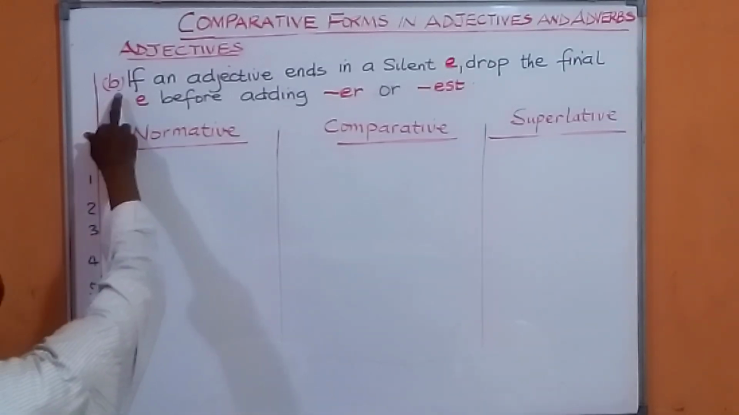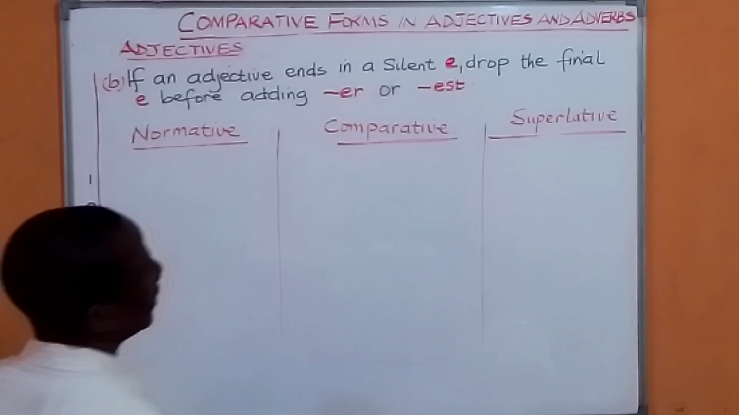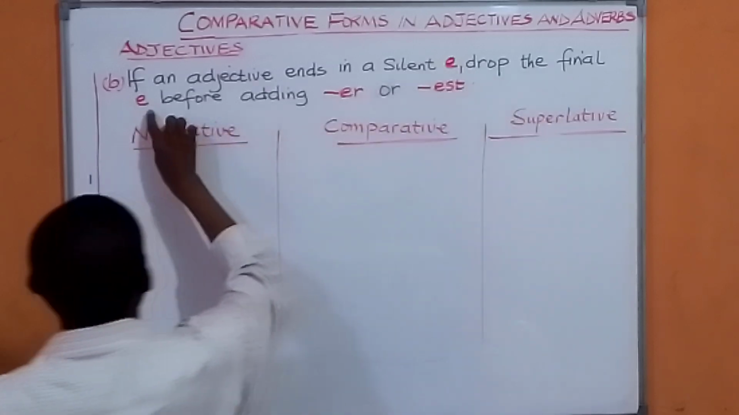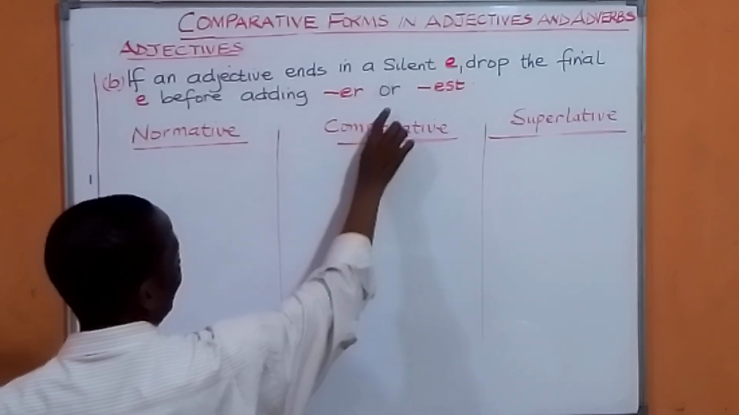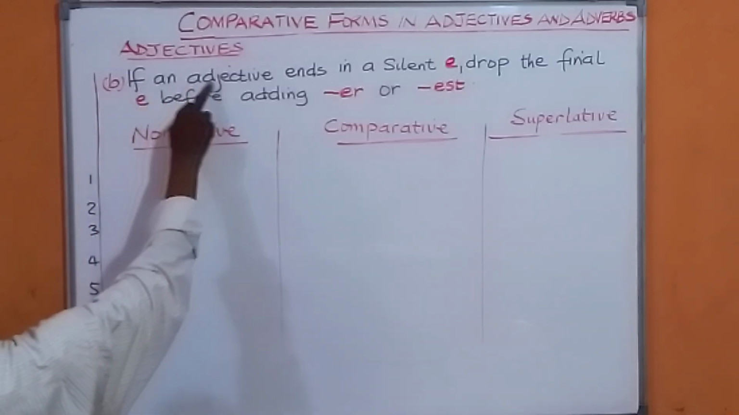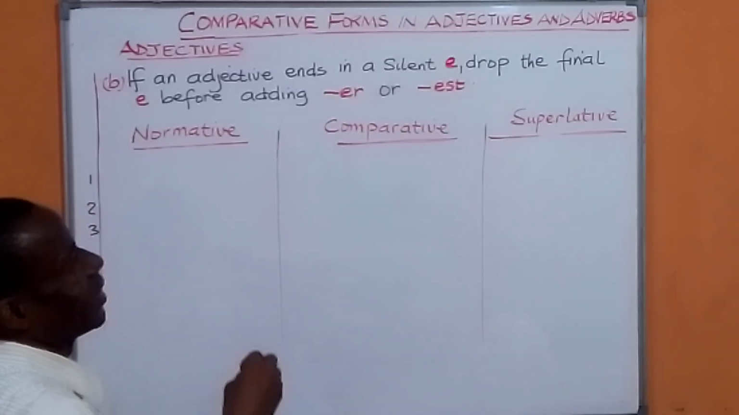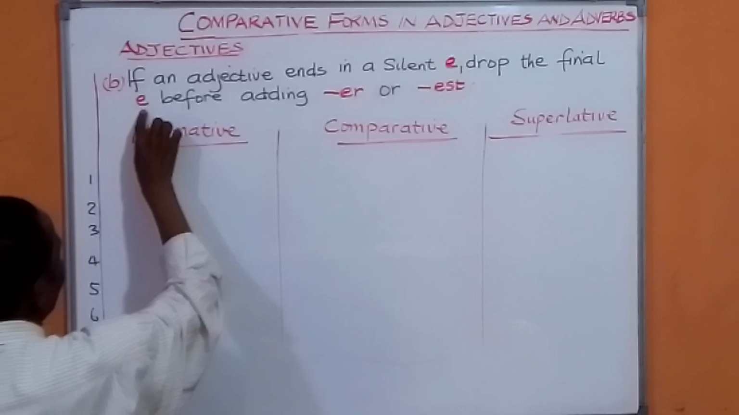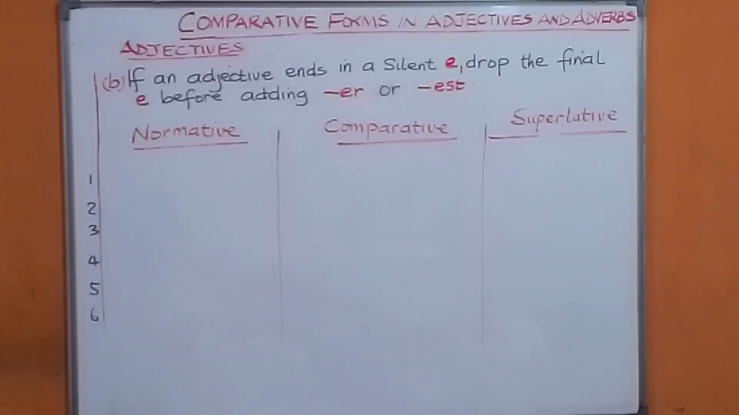Rule 2 says if an adjective ends in a silent E, drop the final E before adding, if it's comparative, ER or EST. Let's take it again. It says, if an adjective ends in a silent E, that is where the E at the end is silent, drop the final E before adding ER or EST.